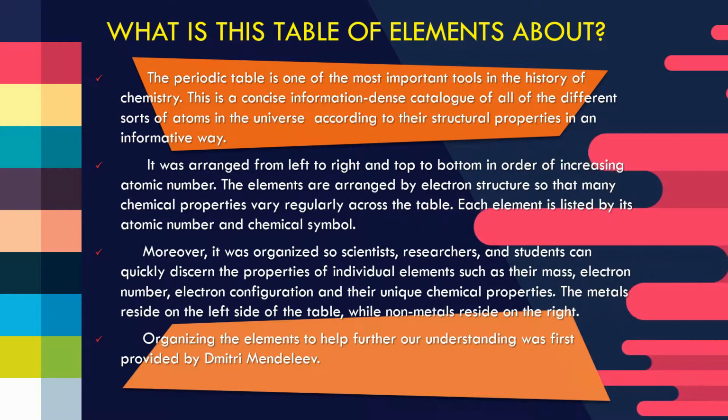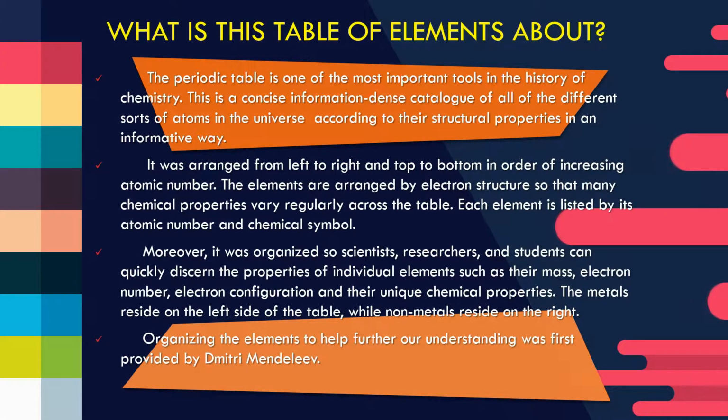This is a concise, information-dense catalog of all the different sorts of atoms in the universe according to their structural properties in an informative way. It is arranged from left to right and top to bottom in order of increasing atomic number. The elements are arranged by electron structure so that many chemical properties vary regularly across the table. Each element is listed by its atomic number and chemical symbol.